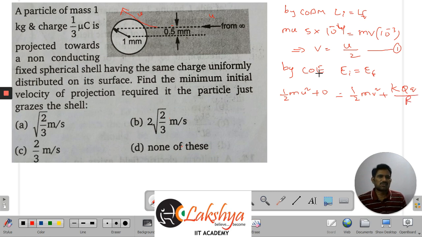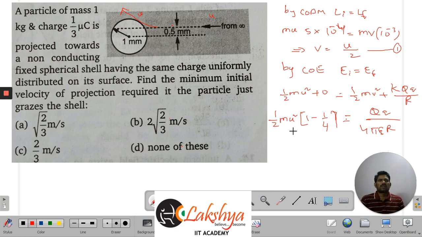And so then in this equation, this v value is u by 2, you can substitute and simplify here. So half m u square I am taking common, then you will get 1 minus 1 by 4. So this is equal to q into Q by 4 pi epsilon naught r, we can write here. So this is our equation, and by simplifying this we can write an expression for this u. And here these values are given, that small q and capital Q values are given. You can substitute those values there.